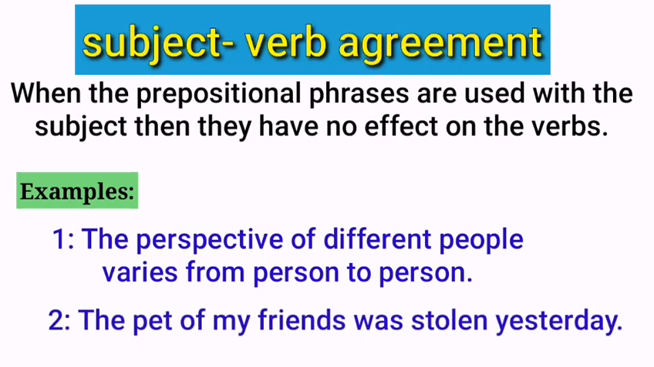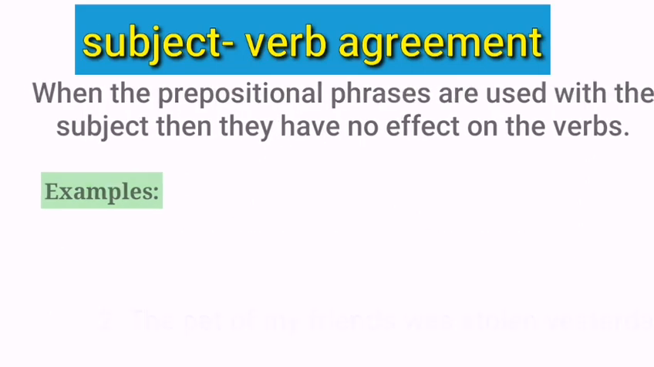The pet of my friends was stolen yesterday. Again with the subject, a prepositional phrase is used, and that is, of my friends. So, you can see the subject is the pet, and it is singular, so that is why we have used the singular verb, was. Simply, you can say a prepositional phrase when used with a subject cannot affect the subject-verb agreement.